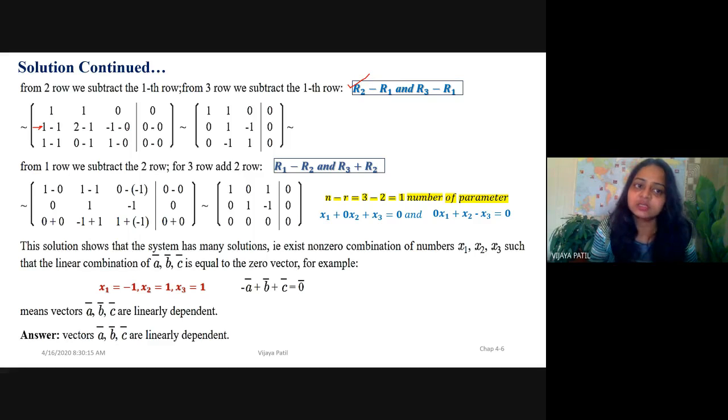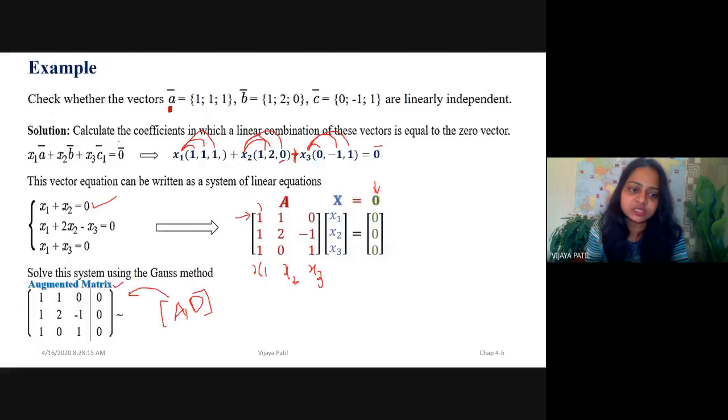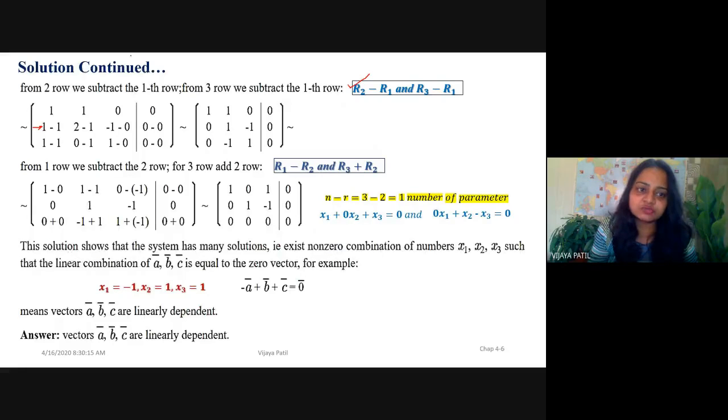So this is what I purposely did: I've shown each and every step in this example. Then R3 minus R1 will give me this. For reference, you can check with this matrix. This is my original matrix, and the next transformation is this. After transforming this matrix, I will get this one here, that is 1 1 0, 0 0 1, minus 1 0 0, minus 1 1 and 0.